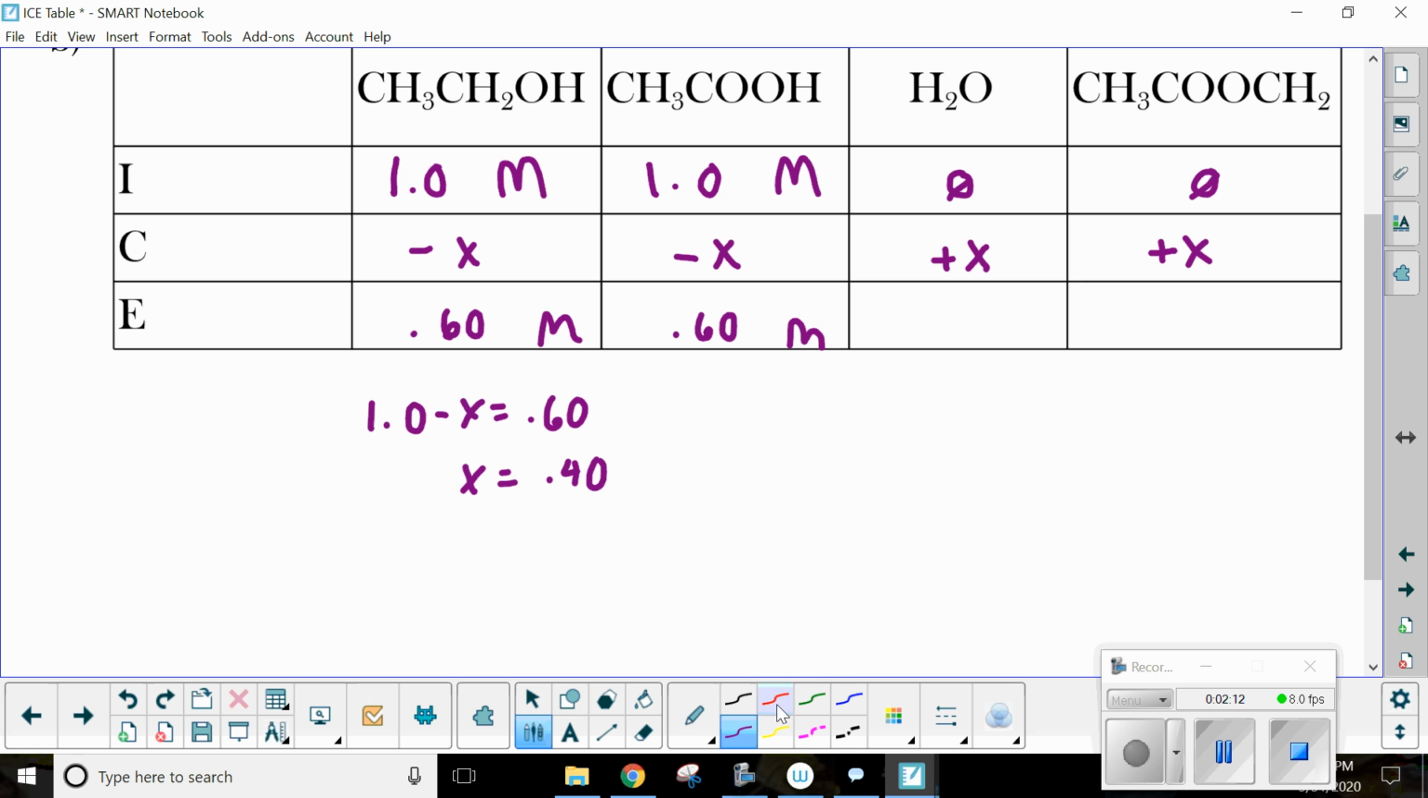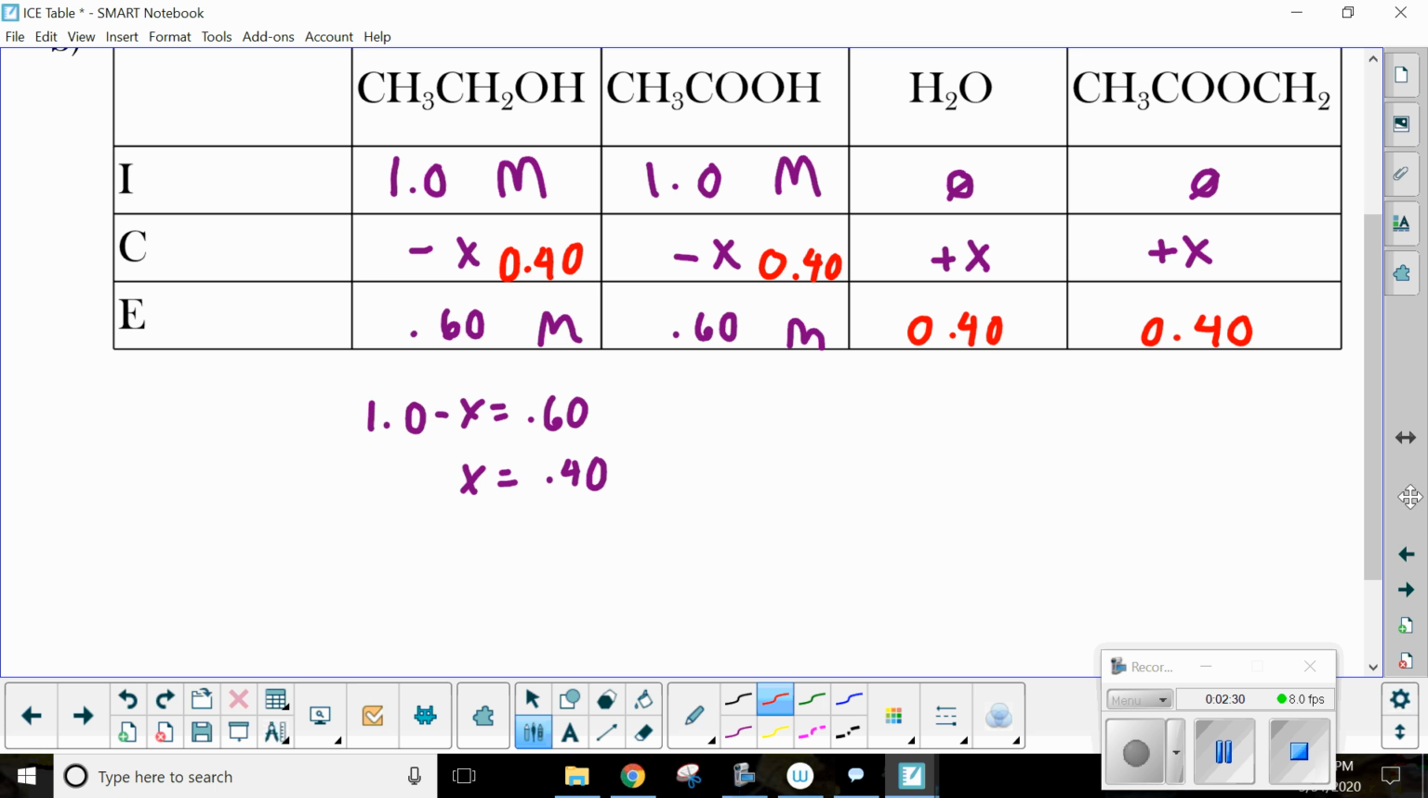So each one of these lost 0.40 moles, and each one of these gained 0.40 moles.